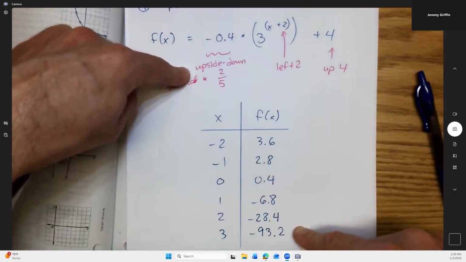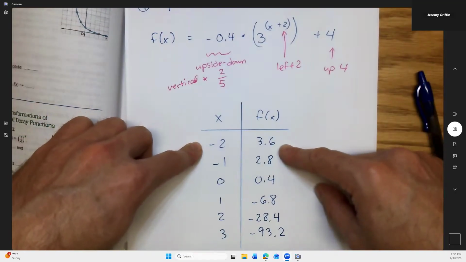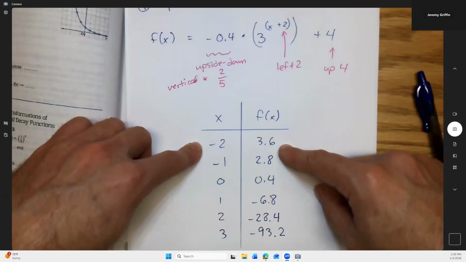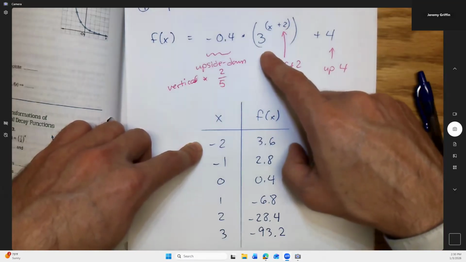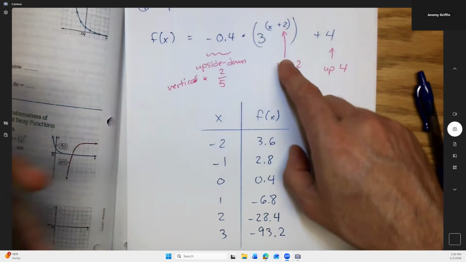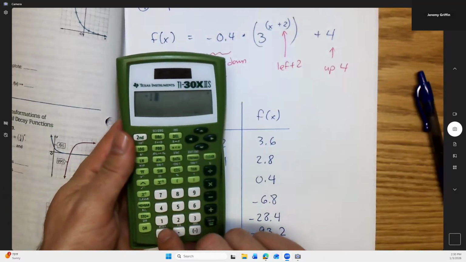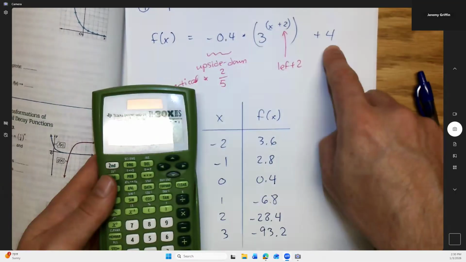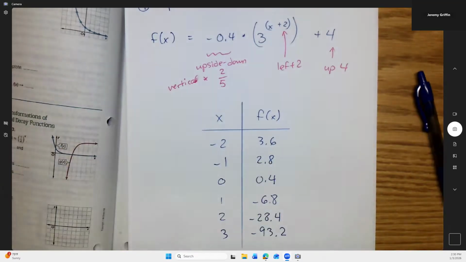And then it looks like this is asymptotically approaching, yeah, because what would happen if I plug in a big negative number for x? Like what if I plug in -100 for x? Yeah, this will asymptotically approach 4. I'm looking at the horizontal asymptote right here. All right, let's see what Desmos has to say about that.